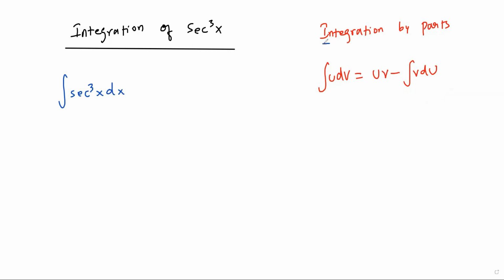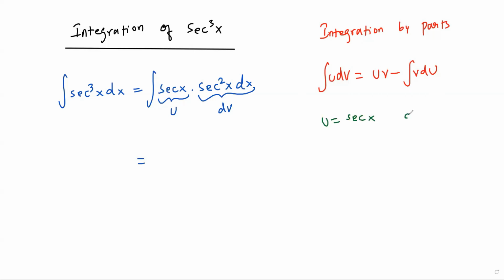Okay, to use the method integration by parts, I am writing the secant cube x over here as secant x times secant square x dx. I compare this with u dv, then I get secant x for u and secant square x dx for dv. For the first step on the right side of the method, I need to know what is u, what is v, and also what is du. Here I know u is equal to secant x and dv is equal to secant square x dx.